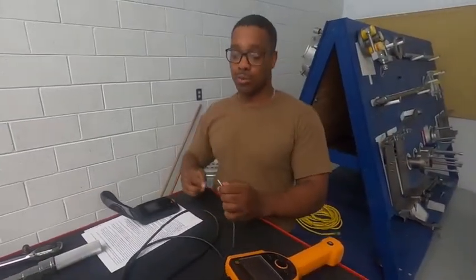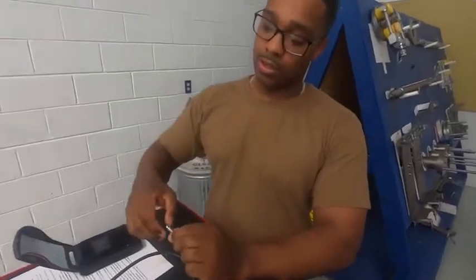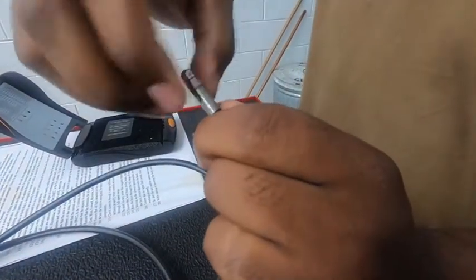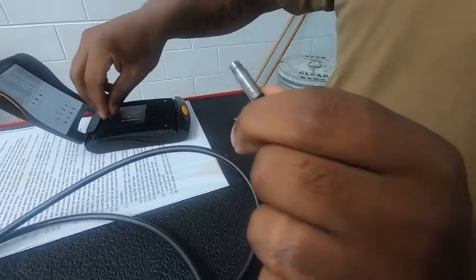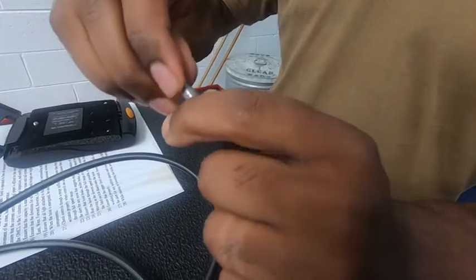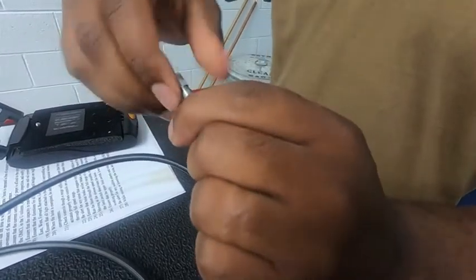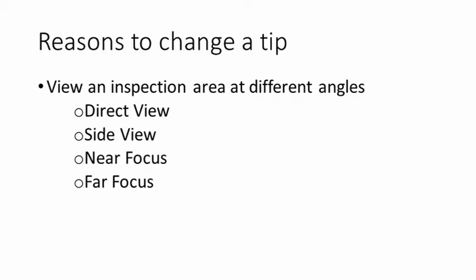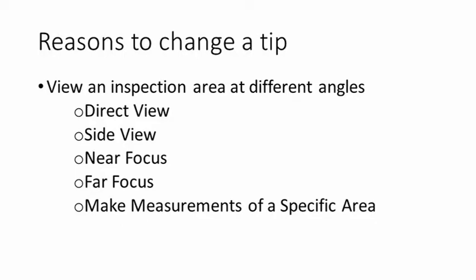Okay, so to change a borescope tip, you will simply twist the tip to the left and remove completely. Be sure to store it back in the port that it goes in, and then get the new tip and simply push down and twist to the right. Reasons to change a tip would be to view an inspection area at different angles, either being a direct view, a side view, near focus or far focus, or to make measurements of a specific area.